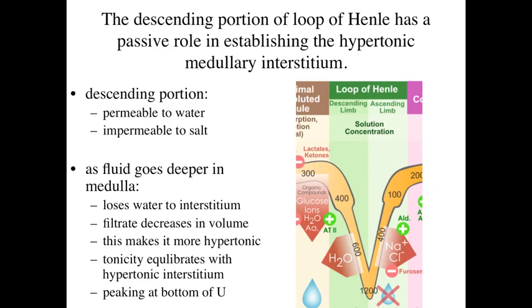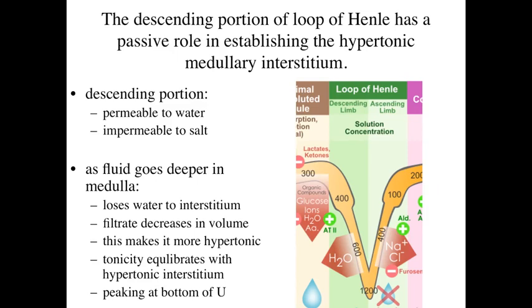And so we're going to look at what's occurring within the descending portion of the loop of Henle and then the ascending portion. Within the descending portion of the loop of Henle, we're going to be looking at a structure that has basically a passive role in establishing the hypertonic interstitium. Within the descending portion, we're going to be looking at a structure that's going to be permeable to water and impermeable to salt. Okay, so we need to think about what this means.